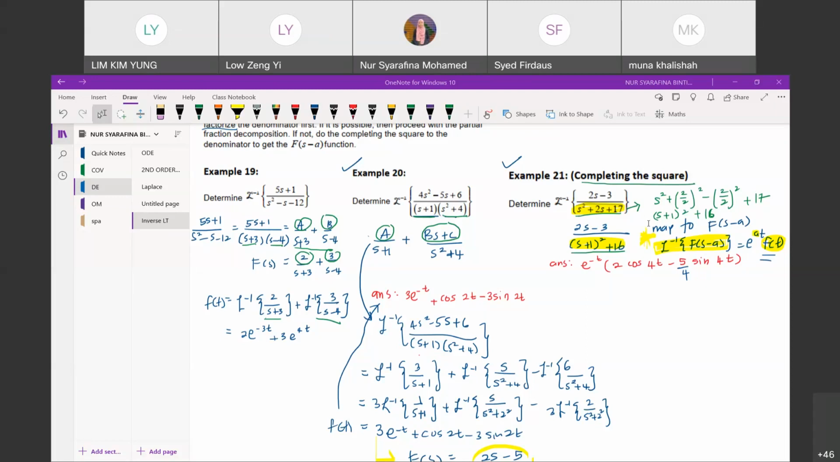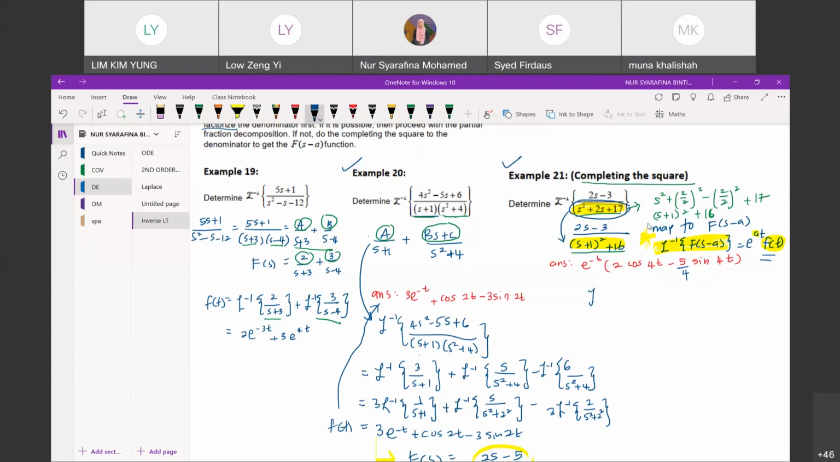So I believe no problems with simplifying the function by using completing the square, right? So after completing the square, this is the process. This one can be simplified to this, where it is mapped to F(s minus a) here. All right, so you just need to simplify this in order to map with F(s minus a). Means that every s here should map to s minus a. Okay, now this one is s plus 1.